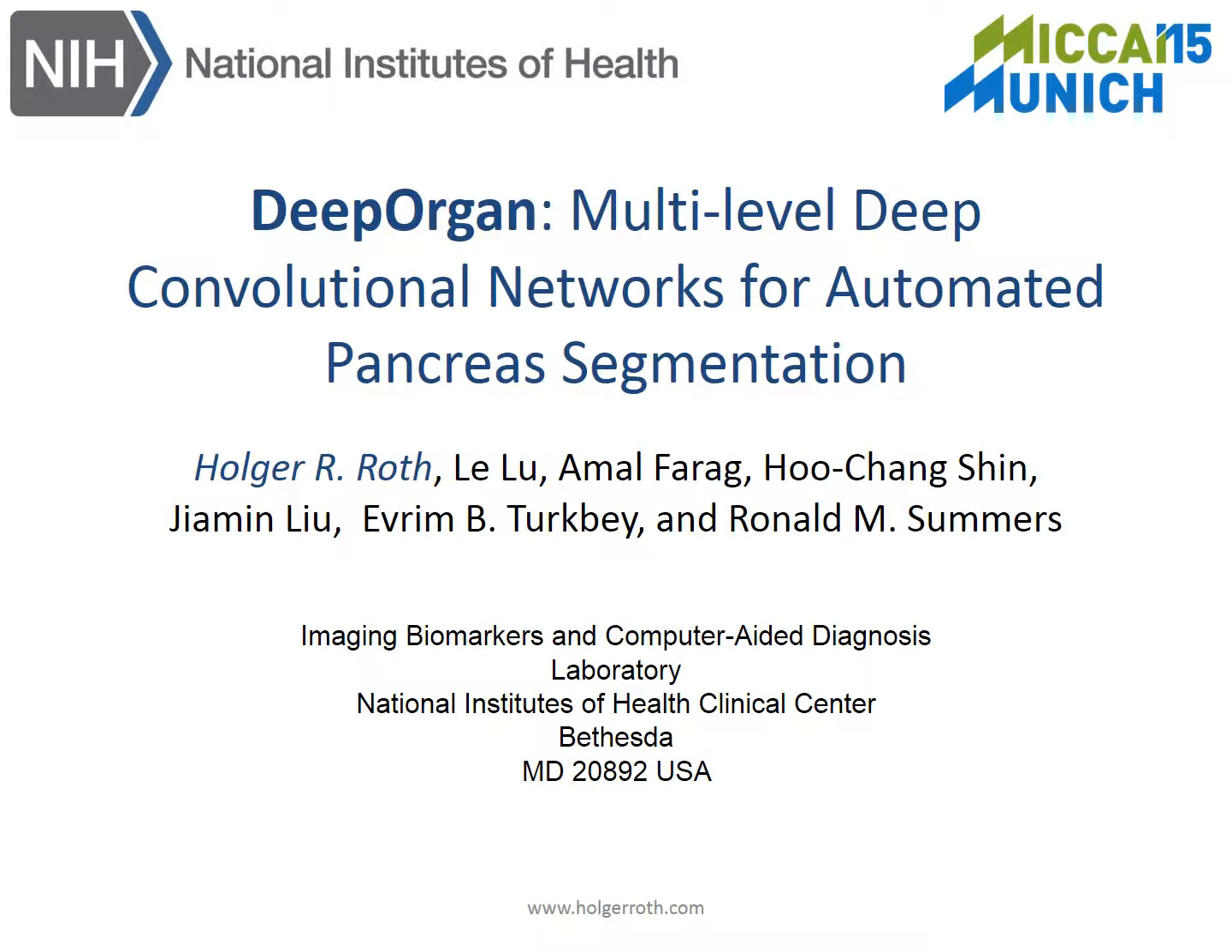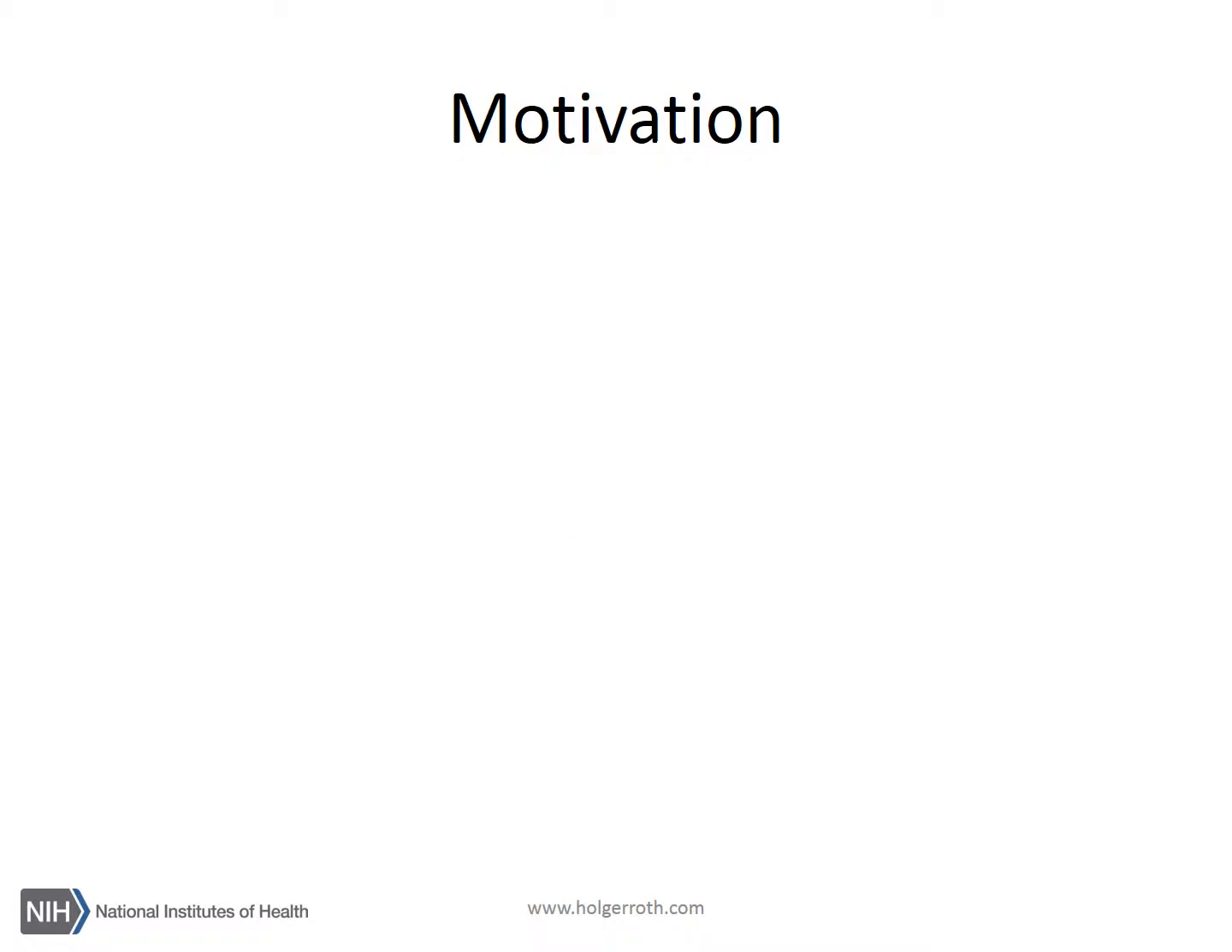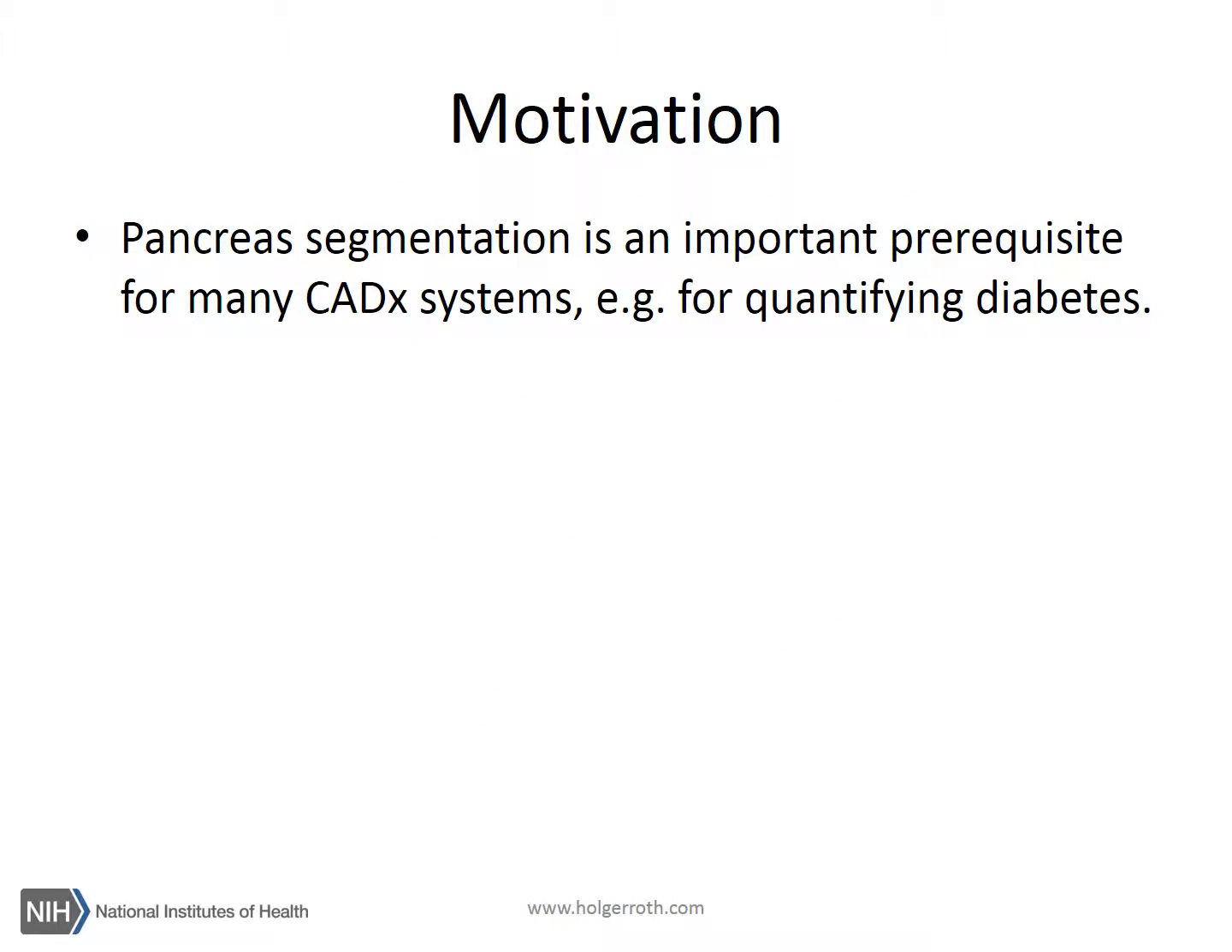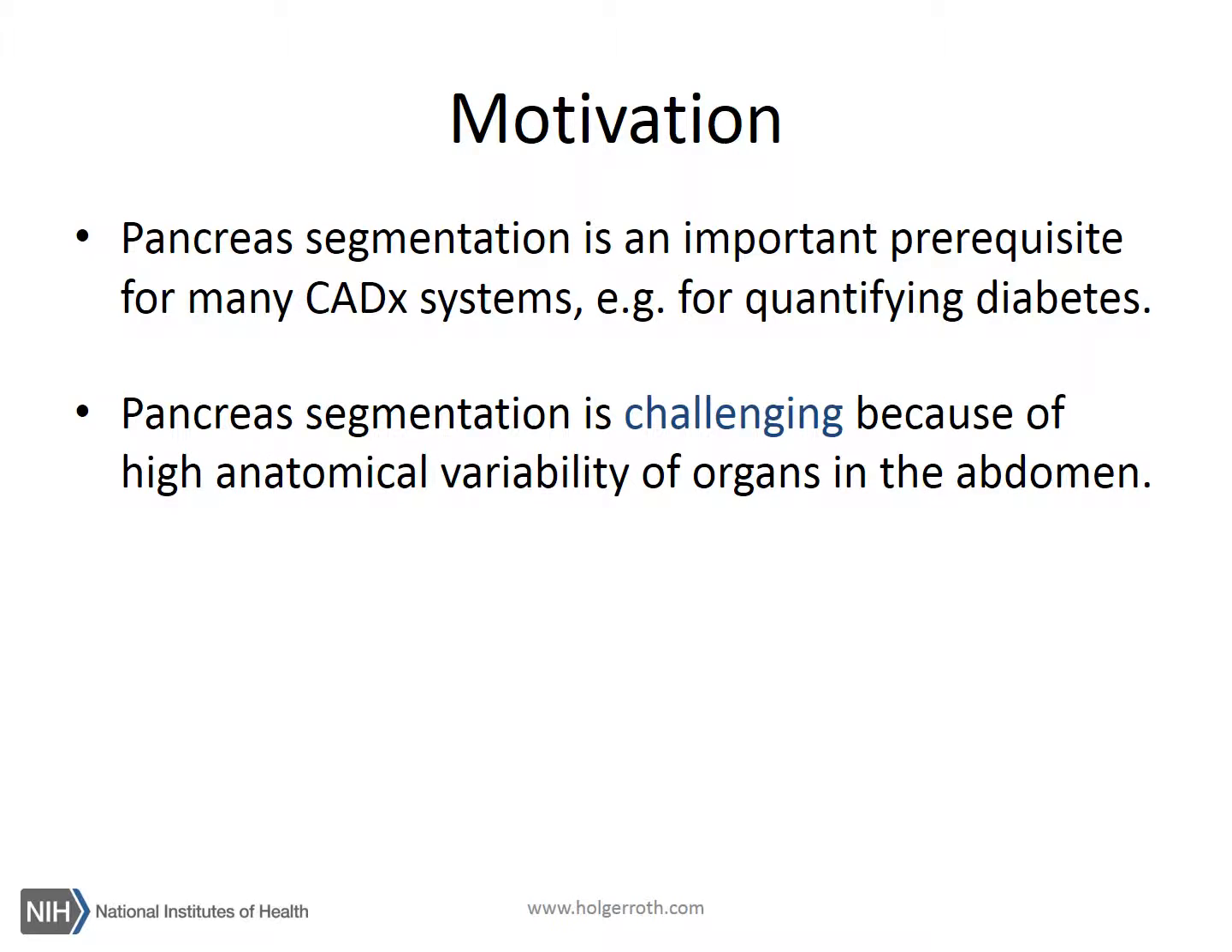We present DeepOrgan, multi-level deep convolutional networks for automated pancreas segmentation. Pancreas segmentation is an important prerequisite for many computer-aided diagnosis systems, for example, for quantifying diabetes. However, pancreas segmentation is challenging because of the high anatomical variability of organs in the abdomen.